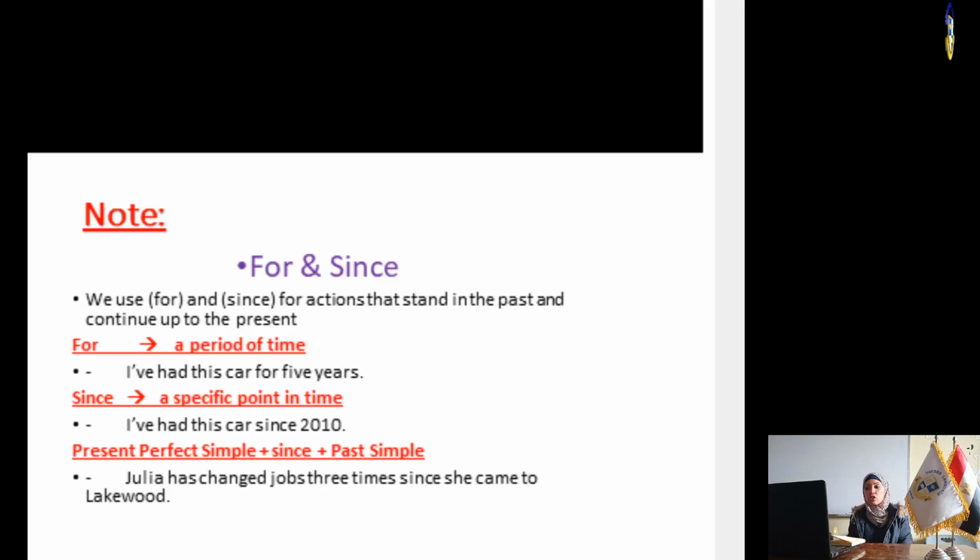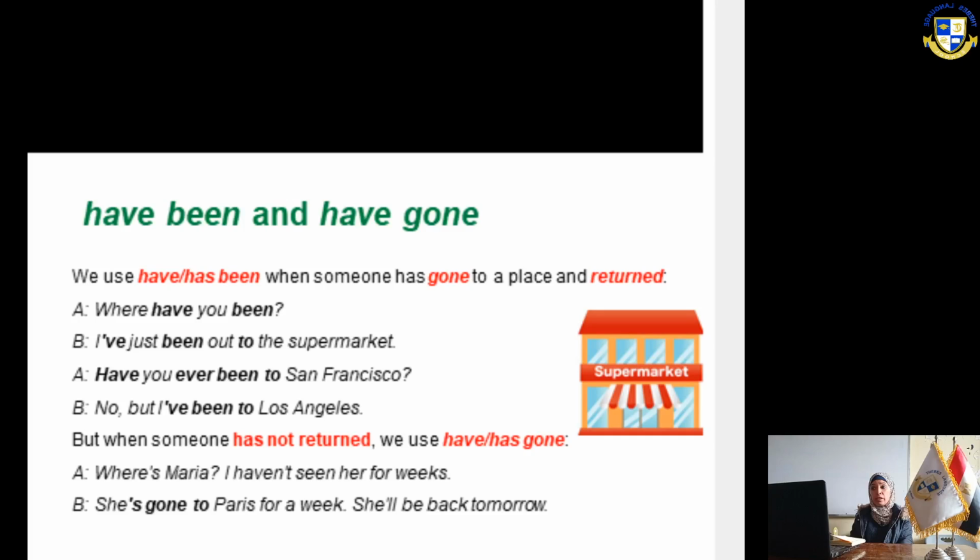And let's move on to slide 11. Have been and have gone. We use have or has been when someone has gone to a place and returned. Okay? For example, I can say, where have you been? I have just been out to the supermarket. That means, guys, I have gone to a place and then I returned. For example, I can say, have you ever been to San Francisco? No, but I have been to Los Angeles.